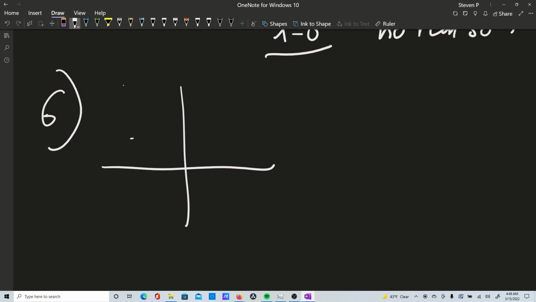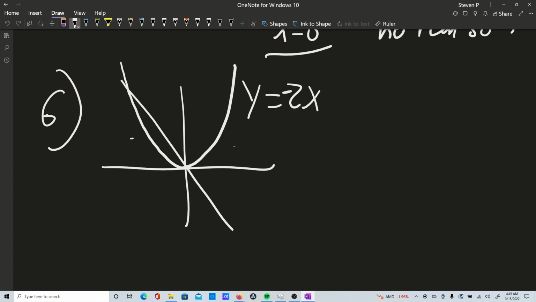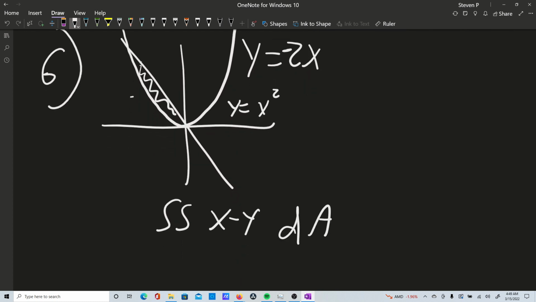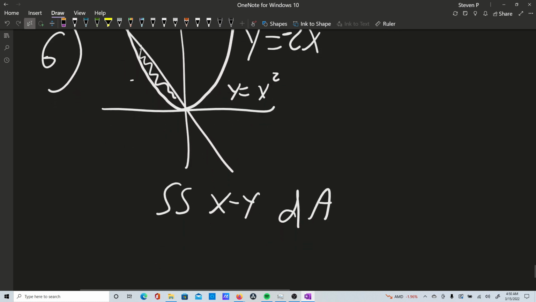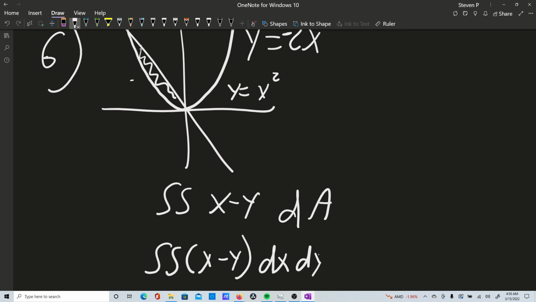So I think the function we're dealing with here is y is equal to minus 2x, and the parabola, right? The parabola is y is equal to x squared. And the idea is we're trying to figure out what the integral of x minus y is on this area dA. Okay, so the first thing to do, it's asking us to solve this two ways, and to verify that either way will give you the same answer.